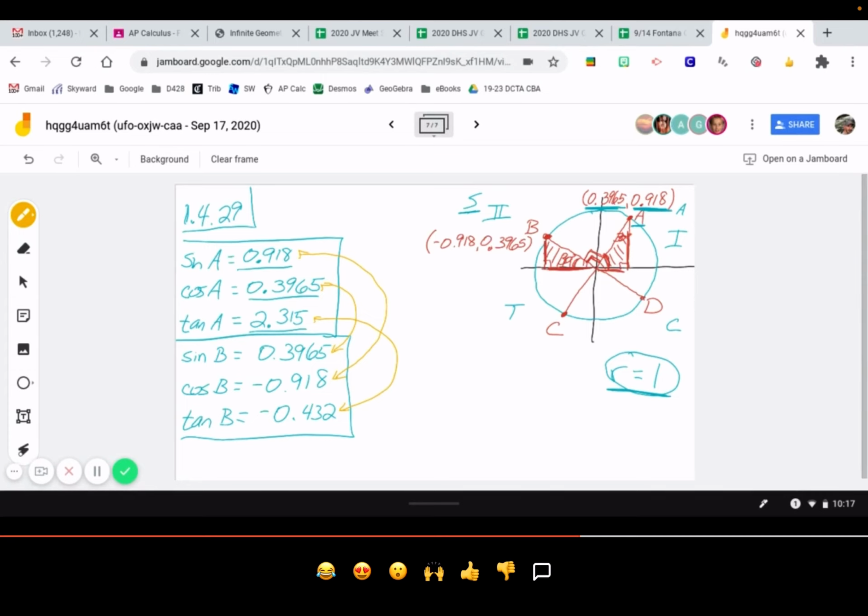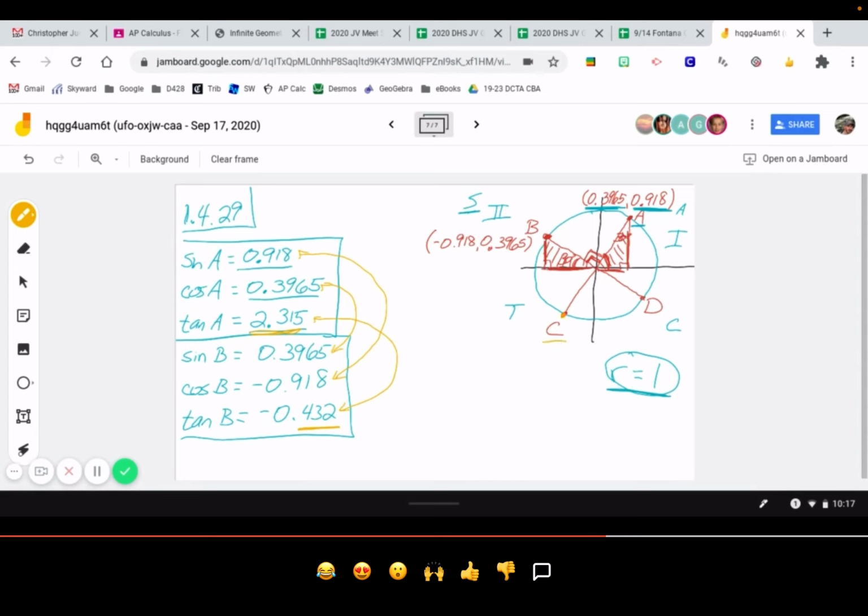In fact, if I did 1 divided by the 2.315 that I came up with for the tangent of A, it's not going to work out exactly because I rounded, but yeah, I got 0.432. There's your value right there.